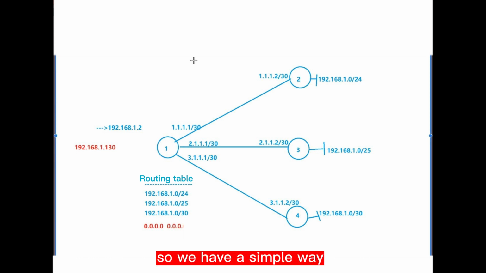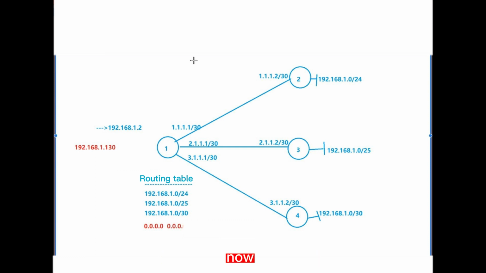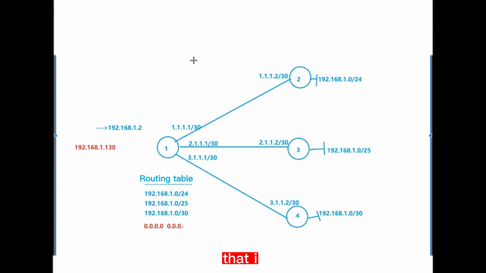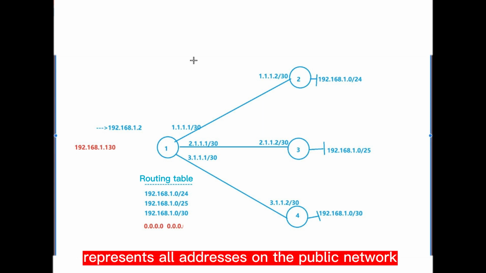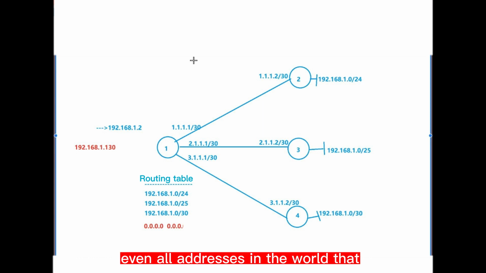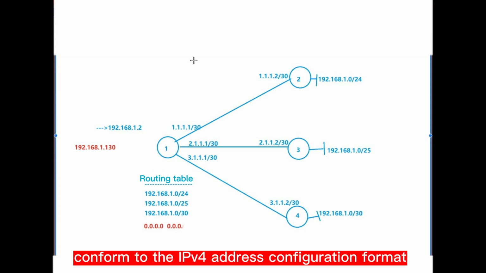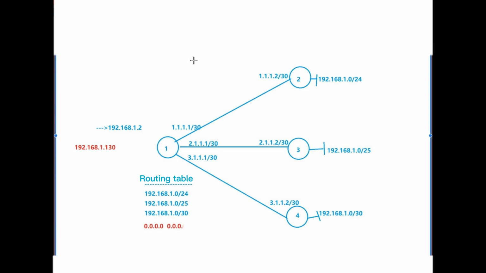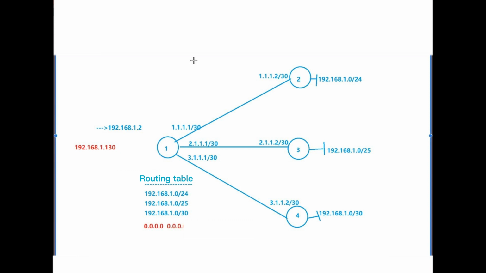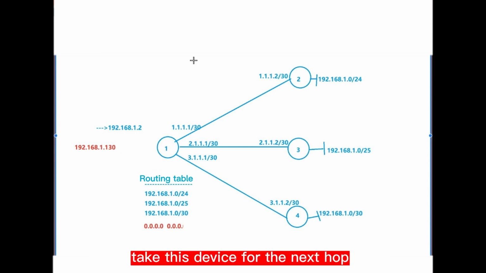So we have a simple way. Since I now want to access any business on the public internet, and all of it goes through the operator, I will write one route now. This route represents all routes, that is, all addresses on the public network, even all addresses in the world that conform to the IPv4 address format. Write it as all, no matter where the data goes in the future, and take this device as the next hop.